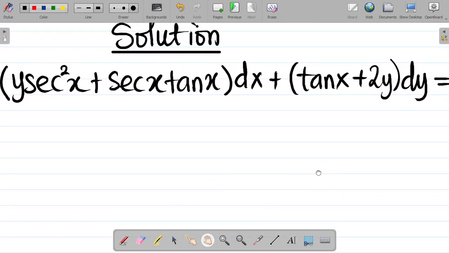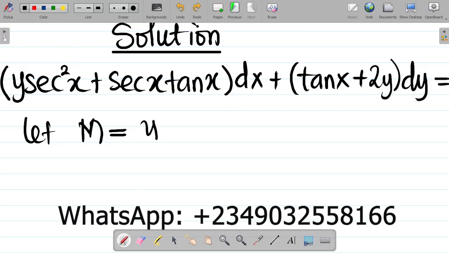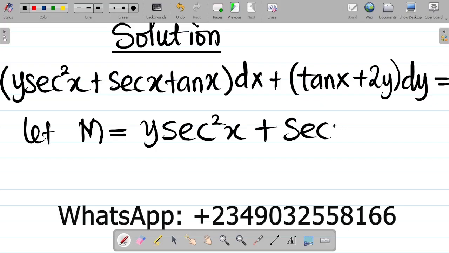Now in solving this, our first task is to say let M be equal to the coefficient of dx. That's your first task. If M is equal to the coefficient of dx, we'll have that M would be y sec squared x plus sec x tan x.